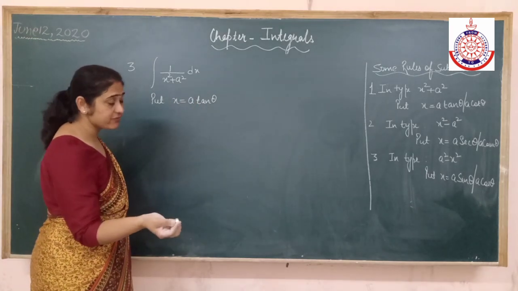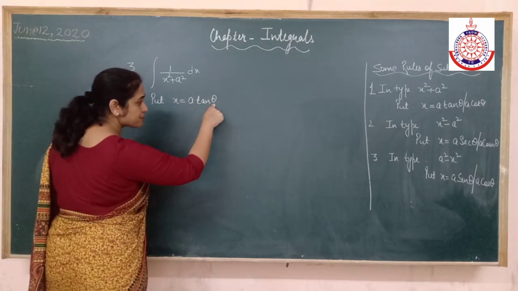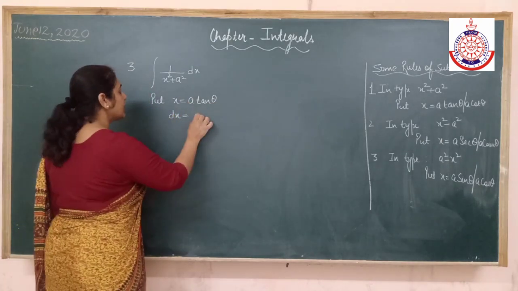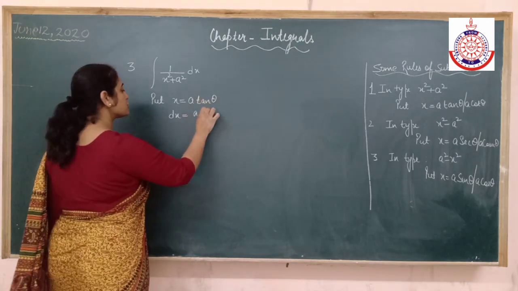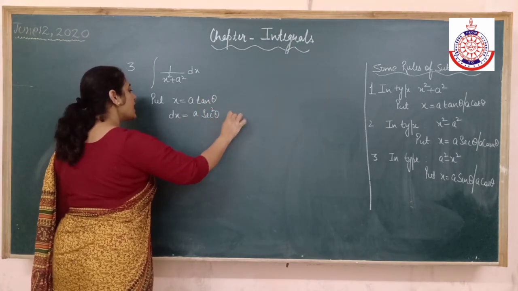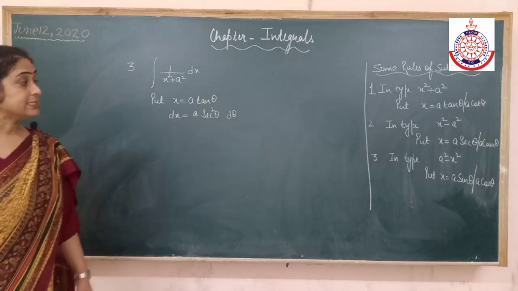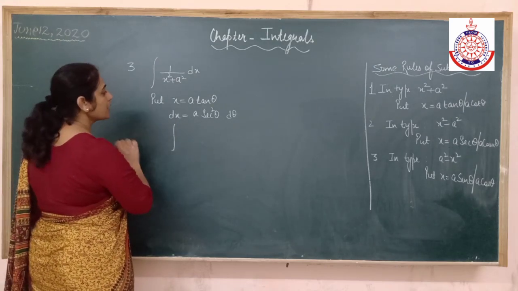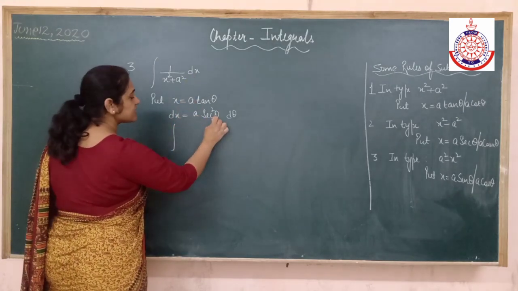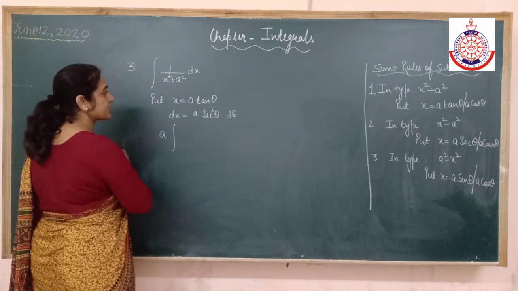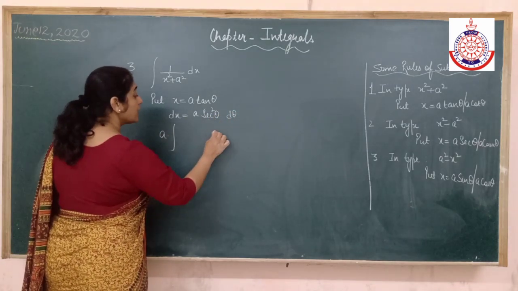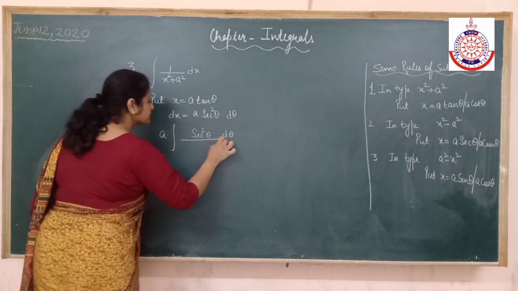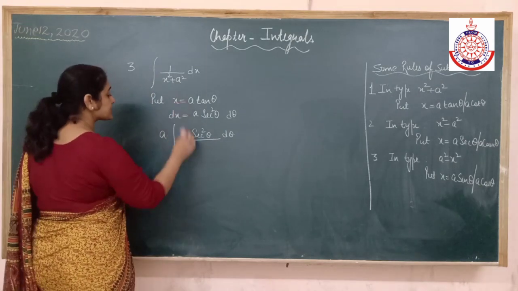What do we do next when we substitute? Differentiate both sides with respect to the new variable which we have used. Differentiation of x is dx. A is a constant, will remain as it is. Differentiation of tan is secant square theta, and differentiation of theta is d theta. Now substitute. In place of dx, I have a secant square theta d theta. So a is a constant, I can keep it outside. So it would be secant square theta d theta.